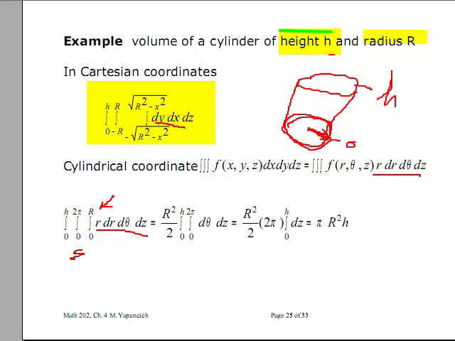So when I integrate the r dr, I get r squared over 2. That's fine. Now I integrate with respect to theta from 0 to 2 pi. I get a 2 pi. And then I integrate with respect to z from 0 to h, and I get pi r squared h, which indeed is the volume of a cylinder of height h and radius r.